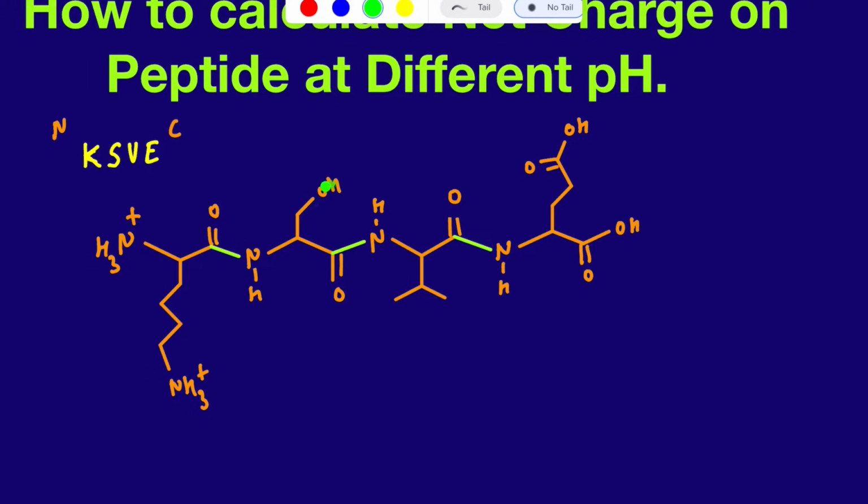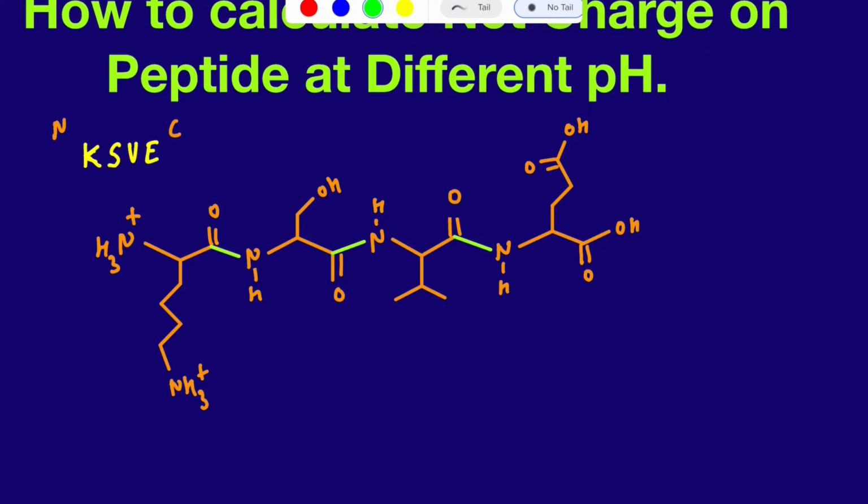This serine has an OH, but that's not really going to be affected by the different pHs because the pKa of an alcohol is over 16, so we don't have to worry about it. Valine doesn't have any acidic or basic side chain, and then I've got to worry about the acidic side chain that you got on this glutamate right there, and also the C terminal of this whole peptide.